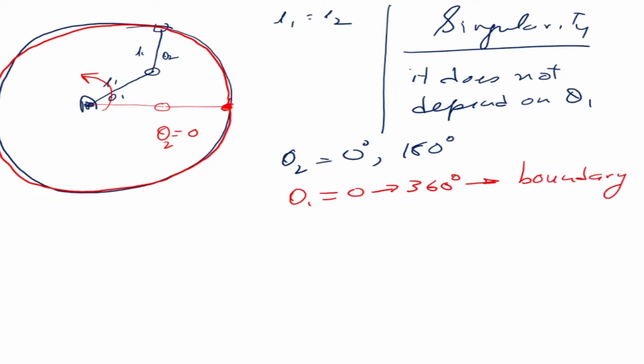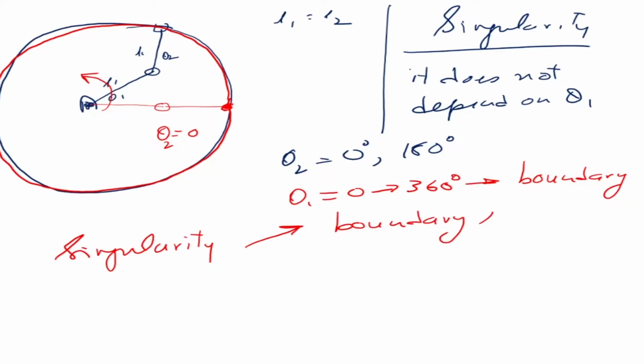Okay, so the point we're getting is actually a boundary point, and this boundary point is called the boundary singularity. So singularities are of two kinds. One is called the boundary singularity. All manipulators will have boundary singularities because they cannot go out of that boundary. So that point in a way is a singular point.